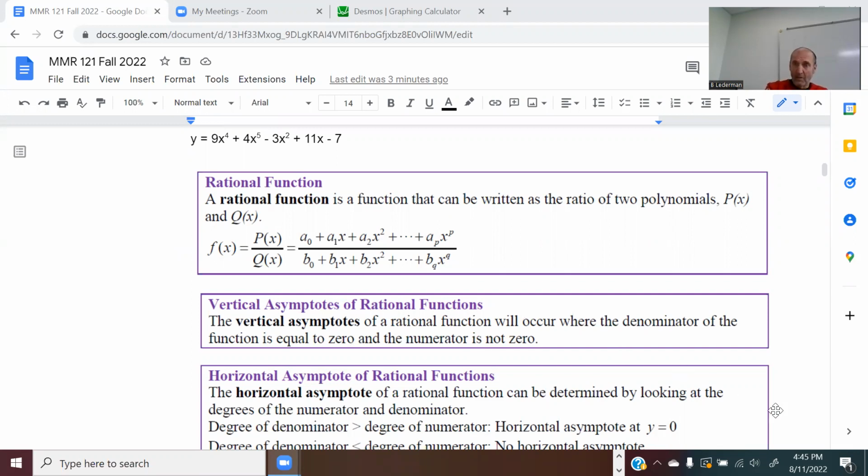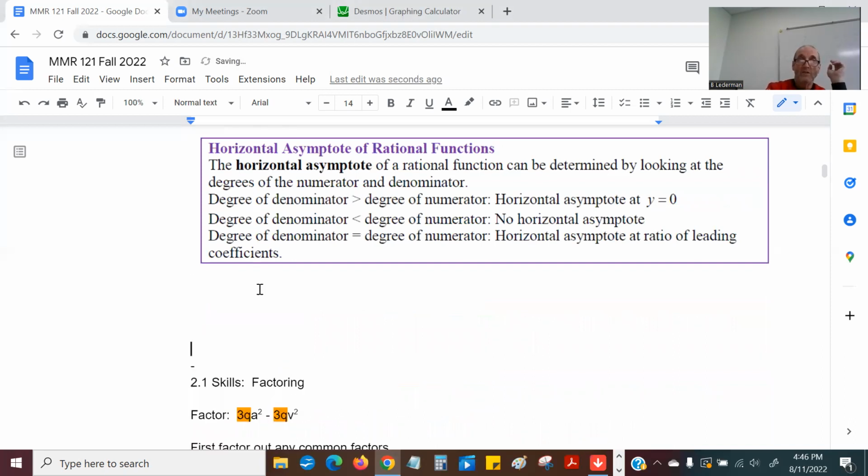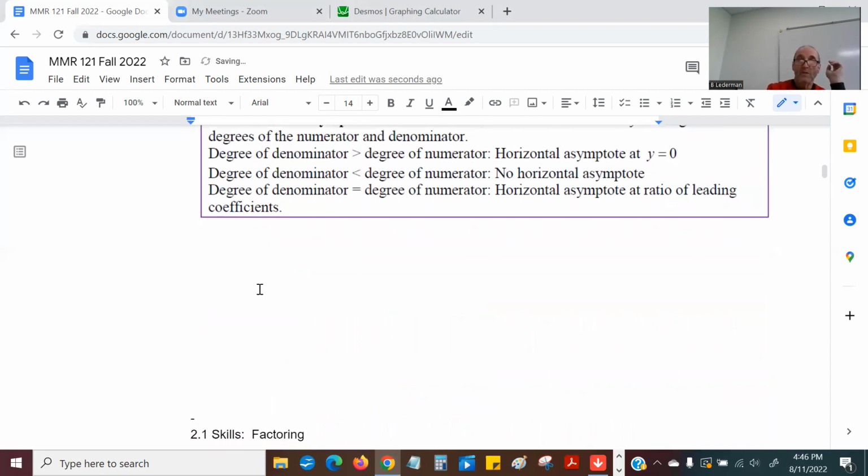And a horizontal asymptote, by the way, I didn't emphasize that before, but that's very important: the numerator is not 0. And the horizontal asymptotes come when you look at the degree. Now, it's a little more complex than what I mentioned. I mentioned it kind of cavalierly earlier, but let's look at this a little more. So the horizontal asymptote.